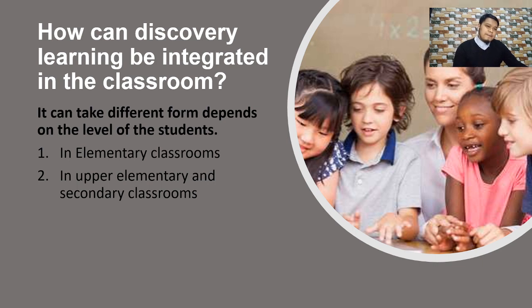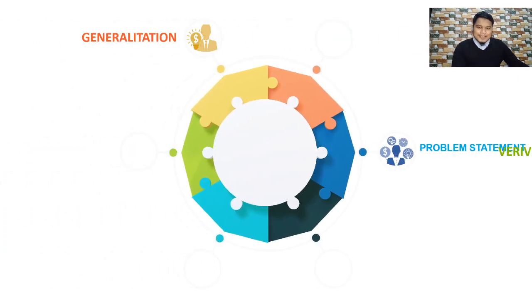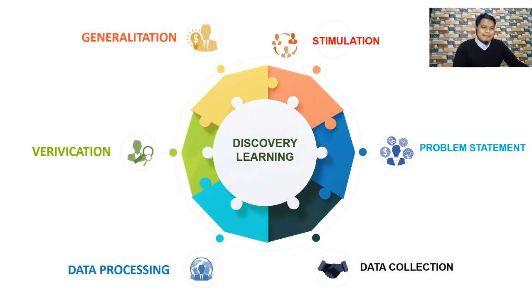So ladies and gentlemen, we have covered some things before, and then the next is about the activity cycle of discovery learning. In this slide, you see the cycle, the circle. It is the cycle that shows the activities of discovery learning. Start from stimulation, and then go to problem statement, data collection, data processing, verification, generalization. And it repeats.